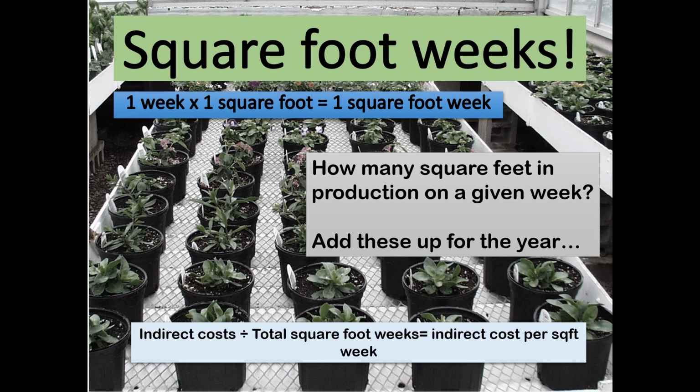And the way we do it in the industry is we invent a unit called square foot weeks, right? Please do not say square feet per week, because that's not what we're saying here. This is square foot weeks, and I'll explain that shortly. So we know that space and time are money in the greenhouse business. And so when we're figuring out how much of those indirect costs to put into each crop, we have to take space and time into account, right?